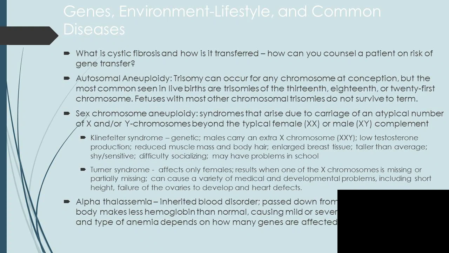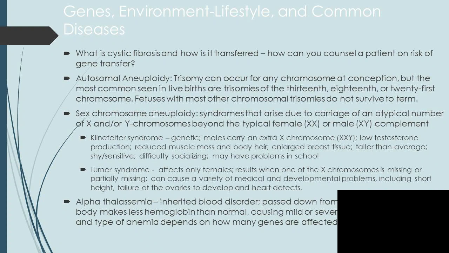Sex chromosome aneuploidy are syndromes that arise due to carriage of an atypical number of X and or Y chromosomes beyond the typical female or male complement. So Klinefelter syndrome is genetic. Males carry an extra X chromosome, so they're XXY. They have low testosterone production, reduced muscle mass and body hair, enlarged breast tissue. They're usually taller than average, sometimes described as shy or sensitive, may have difficulty socializing, and even problems in school.